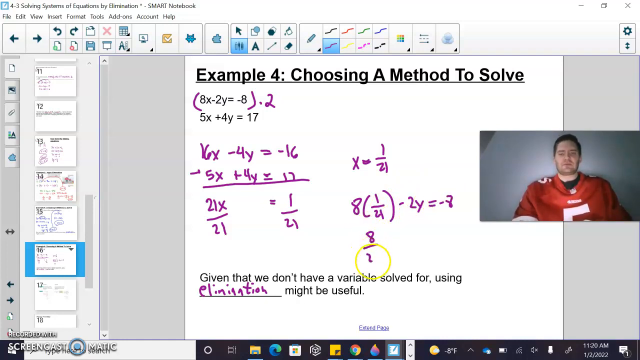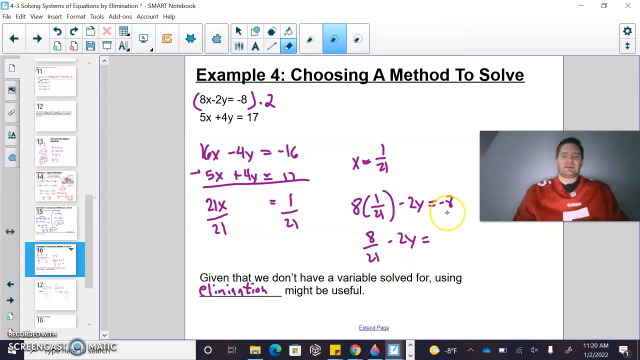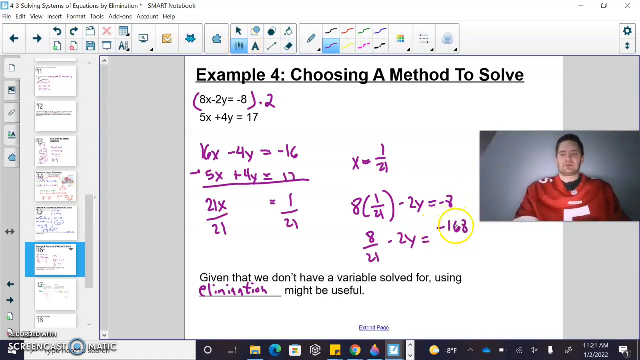So this is 8 over 21, now that we substituted in. And now we just need to add or subtract this over. So then we're just going to rewrite negative 8 as negative 168 over 21. So that way we can subtract 8 over 21 on both sides. That way we got 176 over 21.